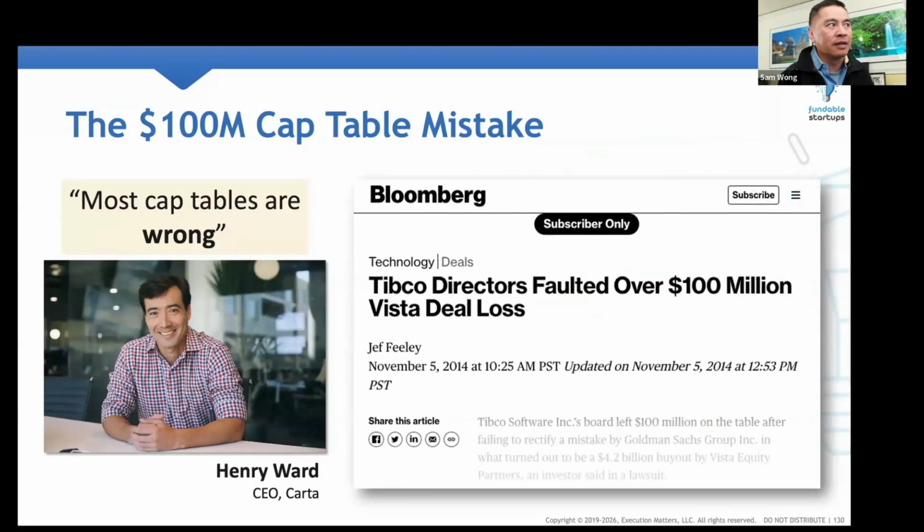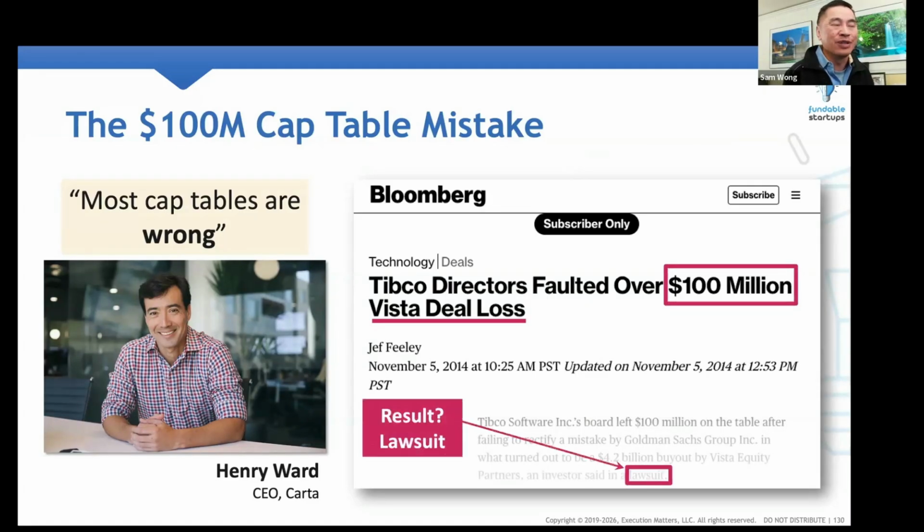A while back, Bloomberg reported a software company called Tibco was acquired in a fairly significant $4.2 billion buyout. But there was a cap table mistake. Okay, it's a $100 million mistake resulting in a lawsuit. Yes, the $4.2 billion acquisition, I guess, turned into a $4.1 billion acquisition. Okay. And if you get an acquisition that big, well, what's $100 million? I don't know about you, but $100 million is still material to me.